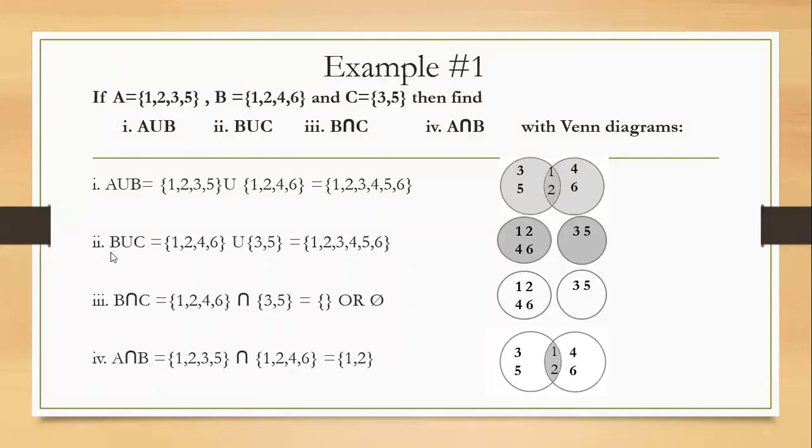Number 4. Here you can see that it is the same Venn diagram as in part 1 that you have to draw. But in question number 4, you have to find the intersection. And in the intersection, you can see that the common elements are 1, 2. That means you have to shade only the answer. That means the overlapping part you have to shade. Clear?